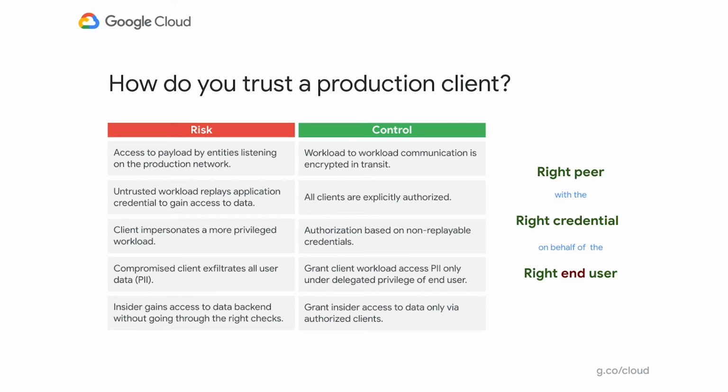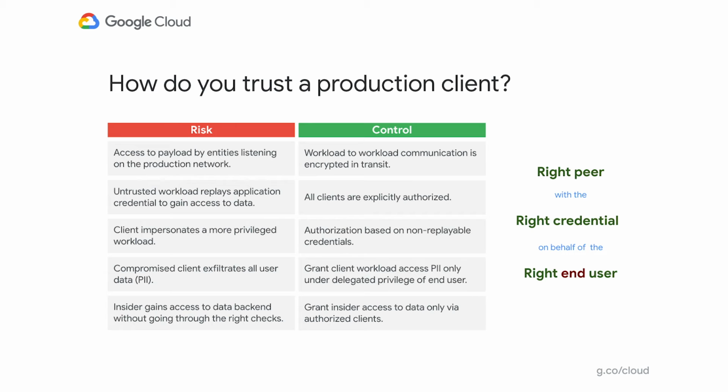So, how do we trust a production client? The way to trust a production client is to mitigate a number of risks associated with access within a production environment. These risks include access to payload by entities listening on the production network. It includes things like untrusted workload, replaying application credentials to gain access to data. Right, so some stolen application credentials can be used to then gain access to data which the workload is not supposed to have access to.